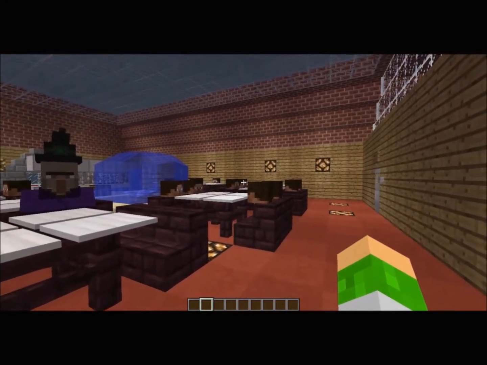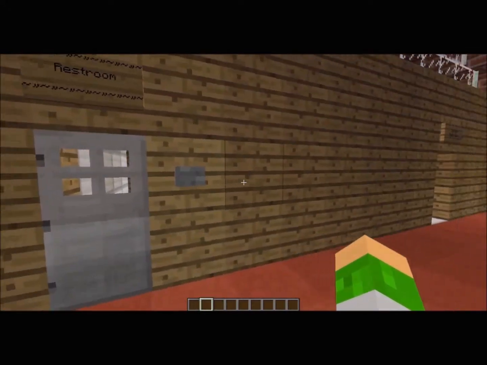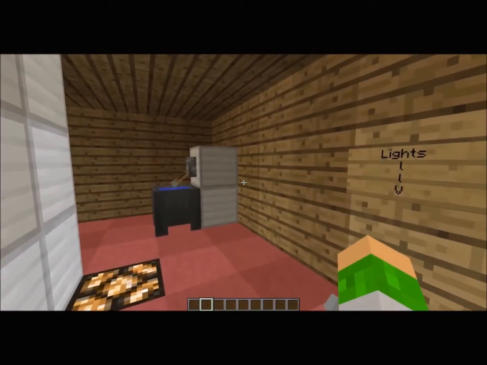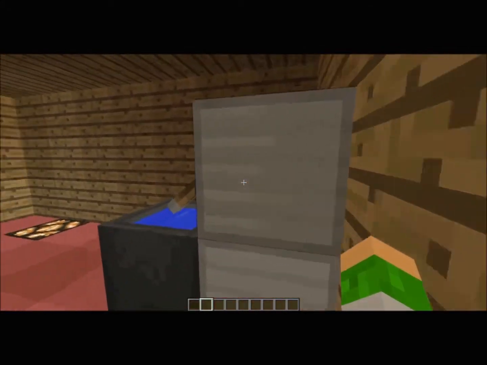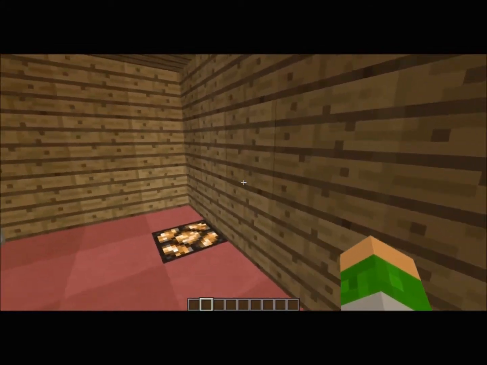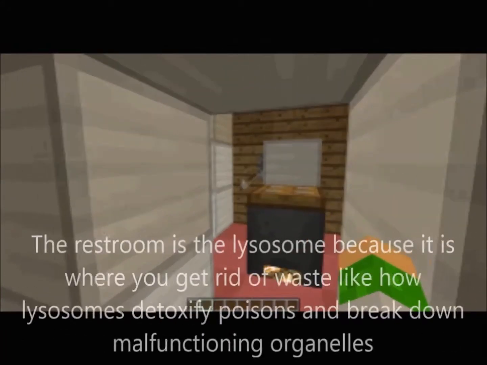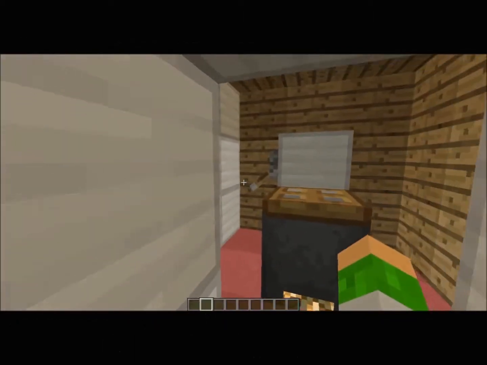And let's head over here. So over here is the restroom. So just push this button here, move in. That's the urinal, and those are the lights for the restroom. And then in here is the stalls. And the restroom is the lysosomes because it is where you get rid of waste, like how lysosomes detoxify poisons and break down malfunctioning organelles.